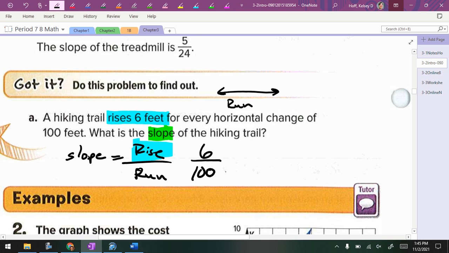Could I leave my answer as 6 out of 100? What can I divide by? And I wind up with, can I leave that? It doesn't reduce any further. Nicely done. My slope is 3/50. Okay?